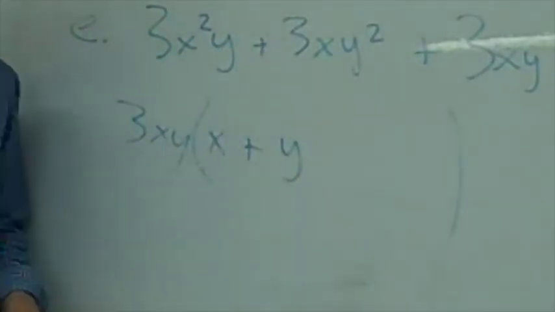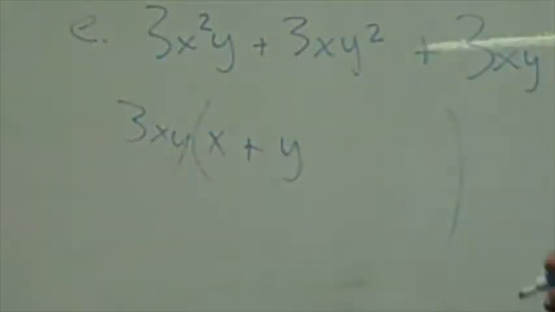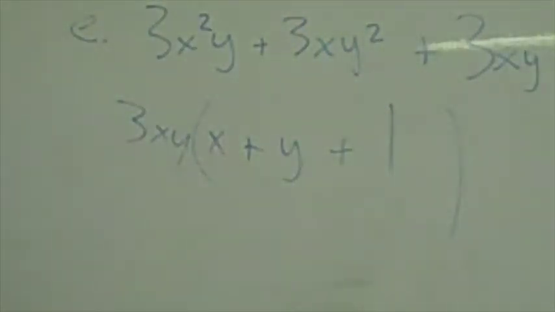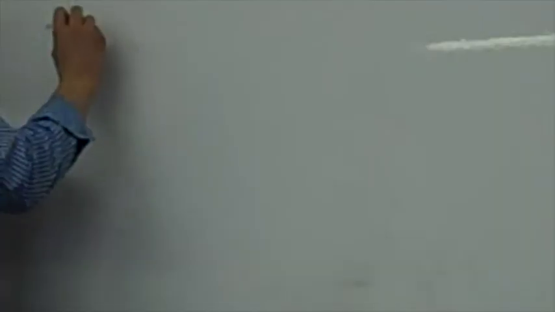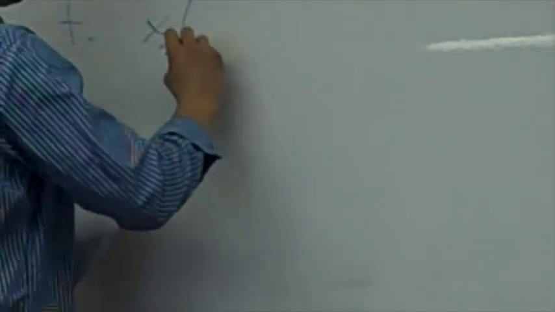This is the curveball. This is the trick. He said that there's nothing left. What happens when you divide 3xy by 3xy? It's 1. So x plus y plus 1. I told you there was going to be a 1. That was a given.